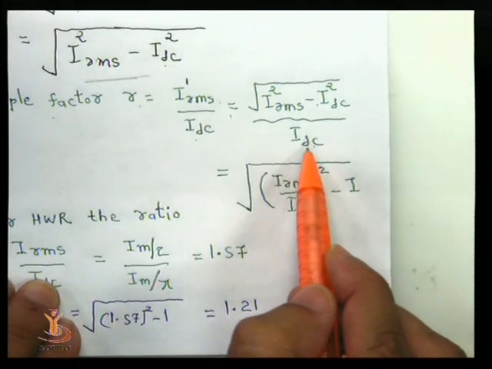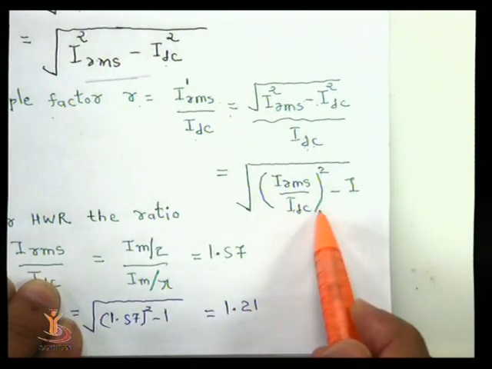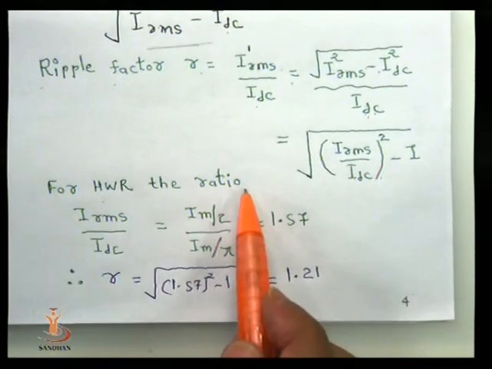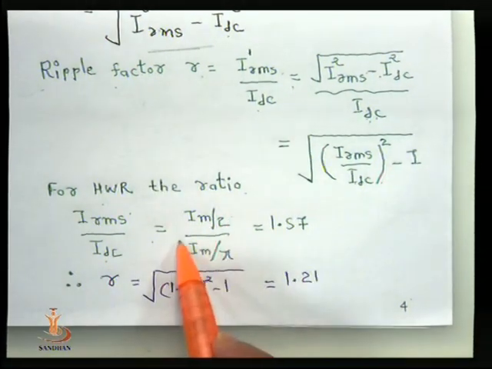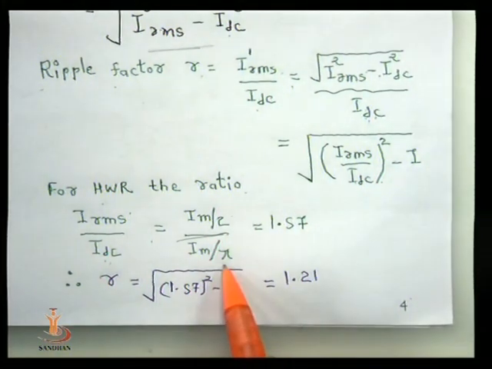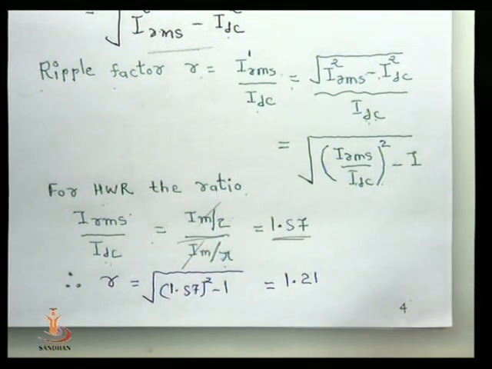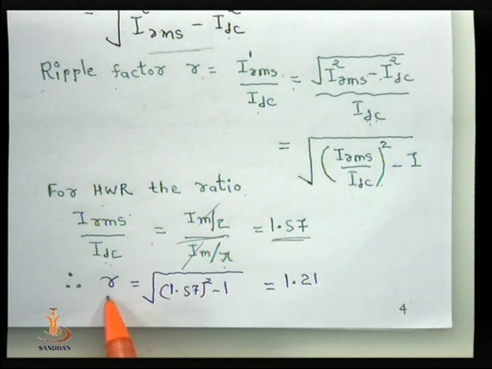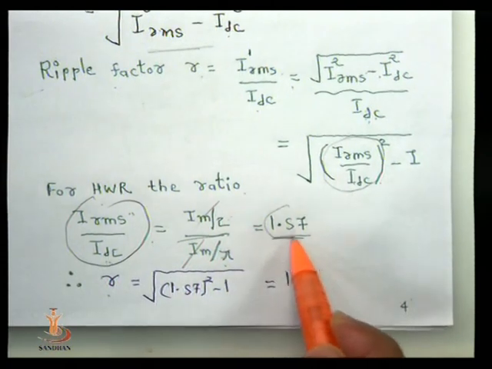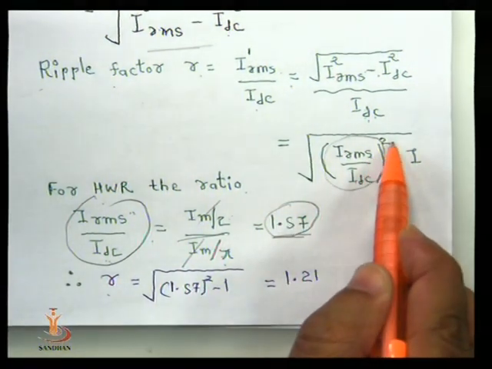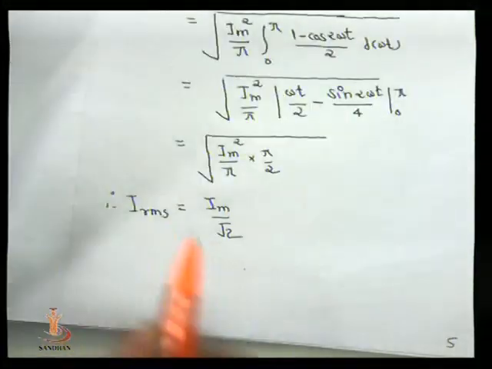Now if you reform this IDC and bring it in under root form, then you are getting like this. So for the half wave rectifier, the ratio IRMS upon IDC is equal to Im by 2 upon IDC, which is Im by pi. Im will be cancelled out, and if you solve pi by 2, you are getting 1 upon 1.57. So ripple factor: IRMS by IDC is 1.57. You put 1.57 over here, square it, and minus 1. So 1.57 square minus 1 equals 1.21.